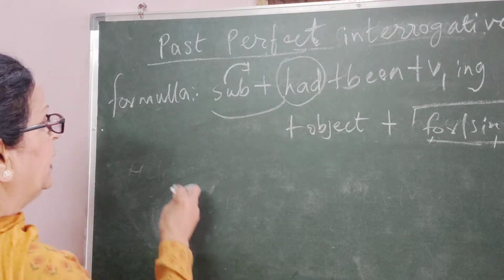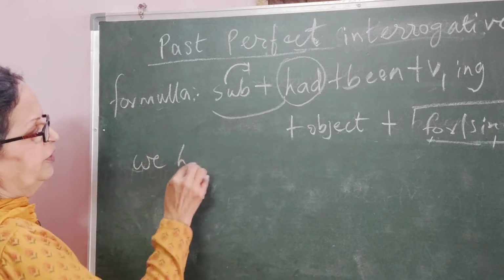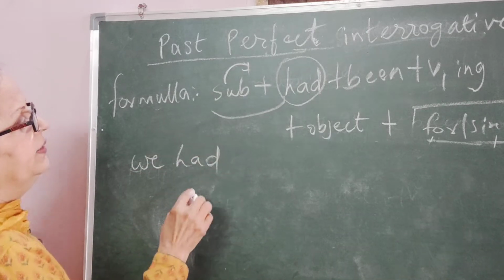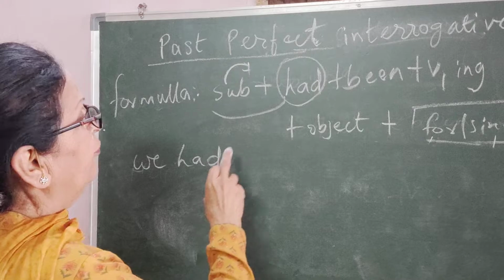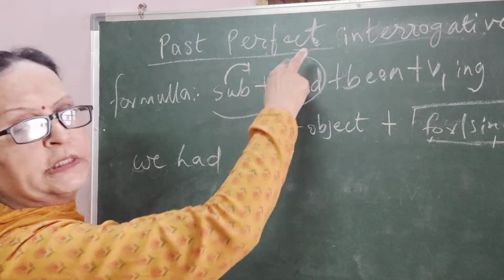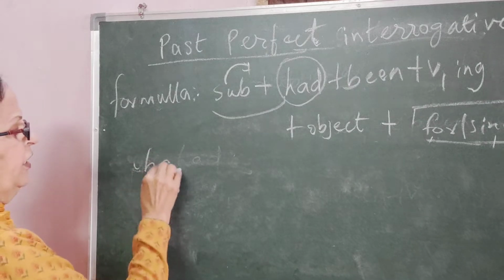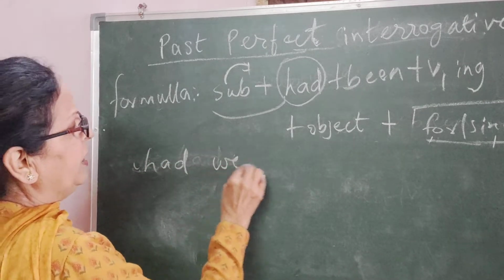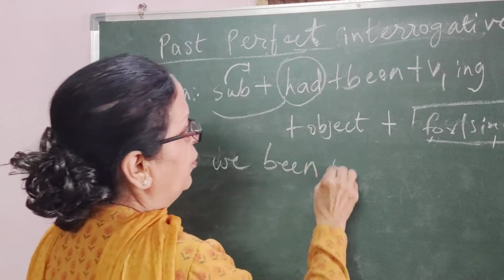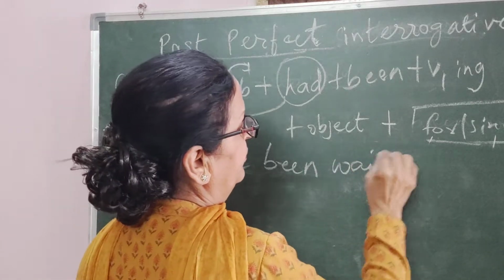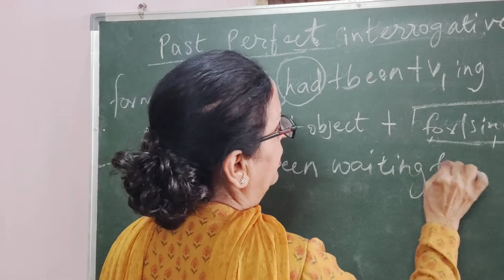We had been waiting. We had been waiting becomes past perfect. But if I want to write down interrogative, it becomes had we been waiting for her.